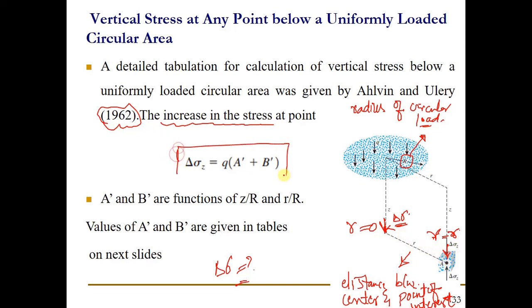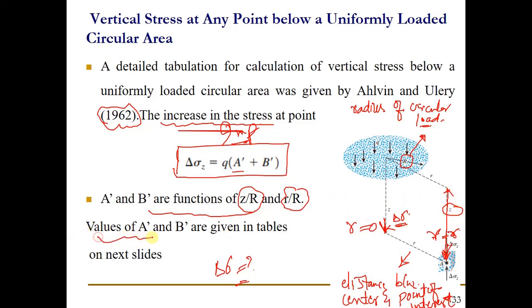So you can use the delta sigma equation. Q is the pressure, A prime plus B prime, and A prime and B prime are functions of z by R and r by R, and that z is the depth of that particular point. So we can use two tables. A prime values can be found out from table 10.7, and B prime values can be found out from table 10.8.